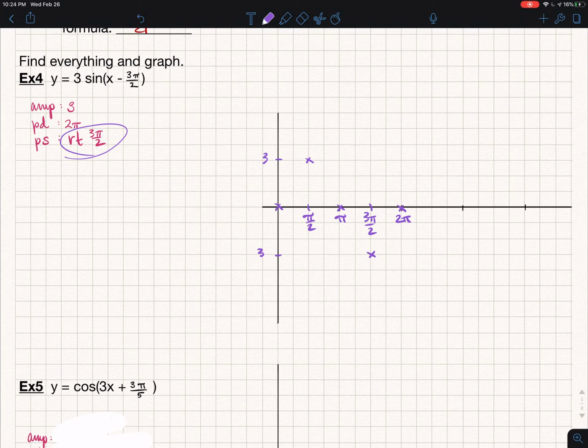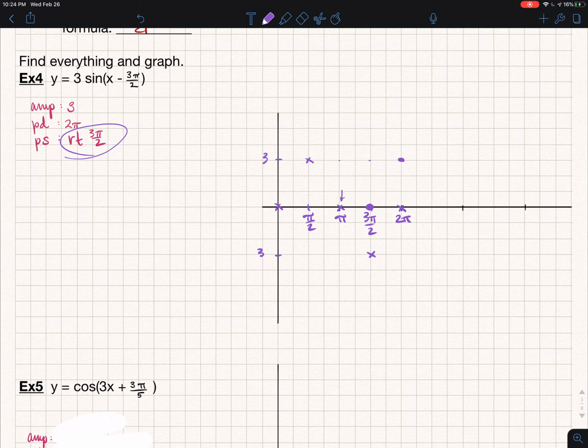Take the origin and shift it to the right 6 blocks. So 2, 4, that's going to land on 3 pi over 2. And I'm actually going to put a point there, not an x. Go to your maximum next. Let's take it and shift it 6 blocks to the right. Put a point.